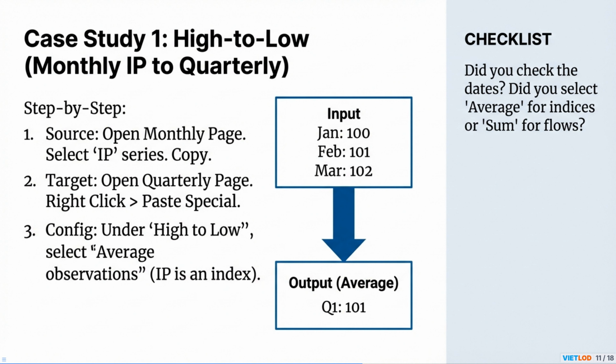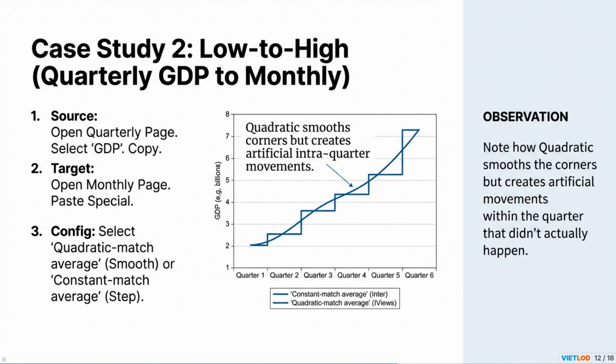As a quick check, always ensure you've selected average for indices or sum for flows, and verify the dates. The example shows input values of 100, 101, and 102 for January, February, and March, respectively. The output for Q1 is 101, which is the average of these 3 monthly values. This process is straightforward. Now, let's tackle the more complex case of converting from a low to a high frequency.